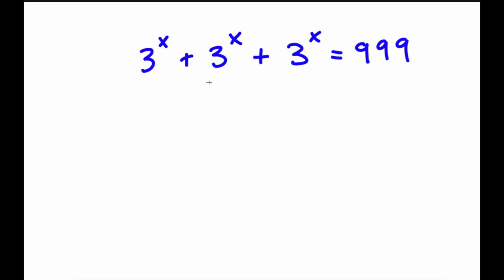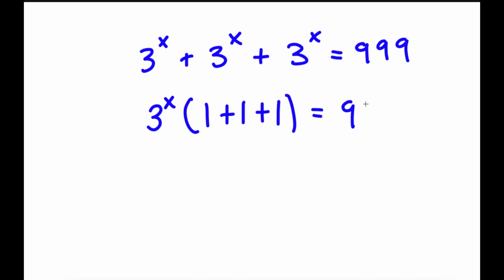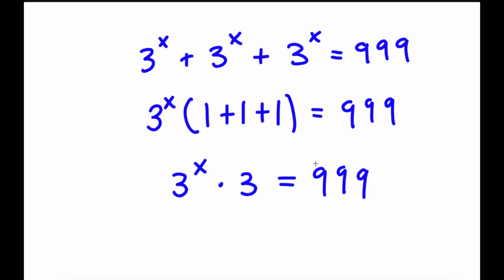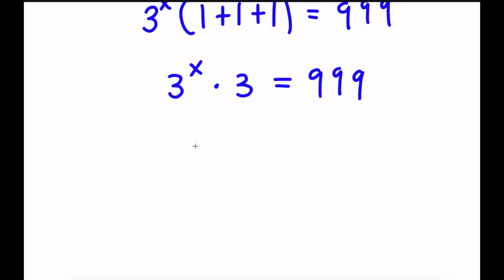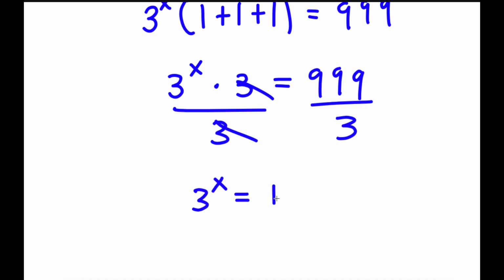Alright, so in this problem, I have 3 to the power of x plus 3 to the power of x plus 3 to the power of x is equal to 999. So to solve this, I'm going to first start by factoring out 3 to the power of x. So now I have 3 to the power of x times (1 plus 1 plus 1) is equal to 999. Now 1 plus 1 plus 1 is equal to 3. So now I have 3 to the power of x times 3 is equal to 999. Now I'm going to go ahead and divide both sides by 3. So then these two cancel out, and now I have 3 to the power of x is equal to 111.